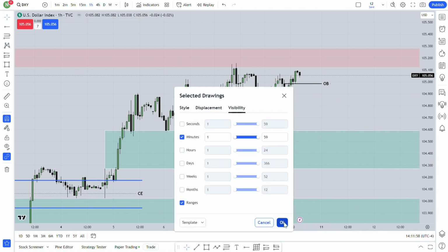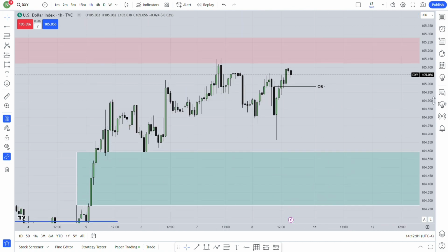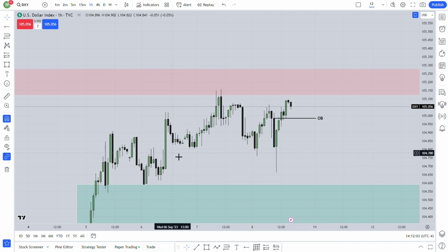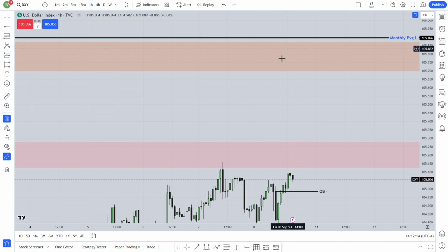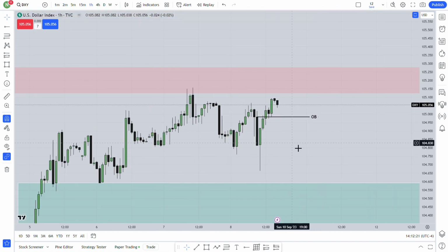Okay. So here is the hourly chart of dollar index. You see, the market has just cleared this liquidity and then gone higher. This is the volume imbalance from the daily chart, and this is the higher volume imbalance. This is the equal high, also the monthly fair value gap low. So I'm thinking that on Sunday it will open somewhere here and it will trade this order block or the consequent encroachment of this order block.